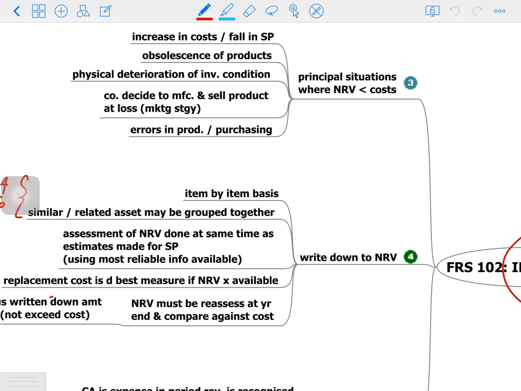There are also situations of obsolescence, where the product becomes obsolete, out of date. For example, computers. Previously, you would be able to sell one at 1,000. After 3 years, it goes down to 800, or 600. Because the product becomes out of date, with new and faster models coming up. And there are situations of physical deterioration of inventory condition, caused by fire or flood.